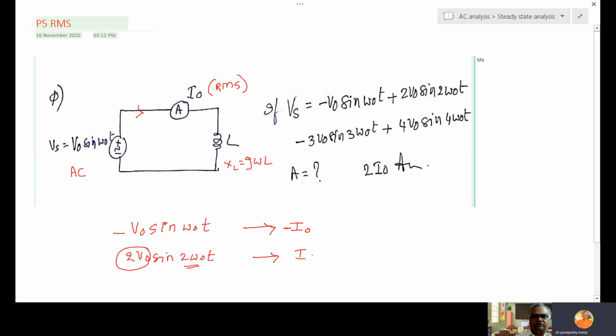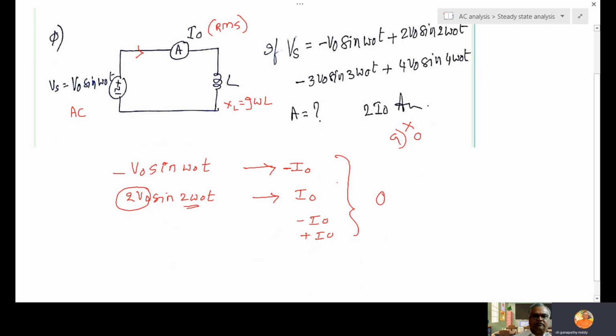So plus I naught. Like that, minus 3 V naught. Voltage 3 times, frequency 3 times. Again the ratio is the same. Minus I naught. Fourth one plus I naught. Then add them, you will get 0. So one option available is 0, which is wrong.